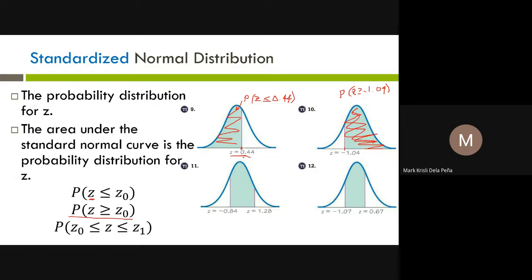We also have cases wherein we calculate the probability in between z values. Say for example, this is our z sub 0, and this will be our z sub 1. So we'll have to calculate the probability that z is greater than or equal to 0.84, but z is less than or equal to 1.28. So how do we do this? We'll have rules later to follow if we want to solve for these different areas or probabilities.